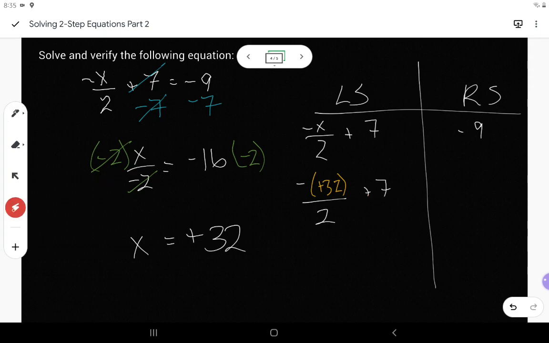If I've got two signs next to each other like this, negative positive, I have just that one negative sign. Remember, if there's an odd number of negatives, that means we have a negative answer. So this really is the same thing as just negative 32 over 2. Negative 32 divided by positive 2 gives us negative 16. Negative 16 plus 7 is equal to negative 9. So we have the same answer on both sides.